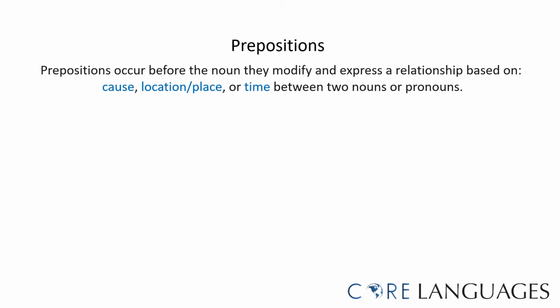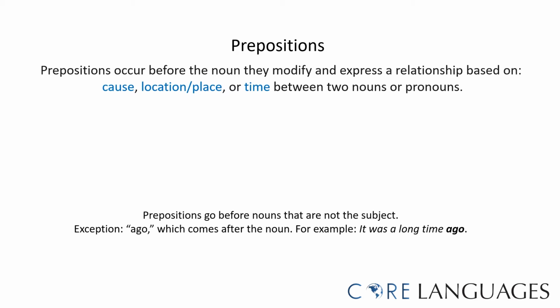Prepositions are usually placed before a noun and express a relationship between two nouns or pronouns based on cause, location, place, and time. The noun that they modify is usually not the subject. Note that there are exceptions. For example, ago. The preposition ago is not placed before the noun, but after the noun. It was a long time ago.